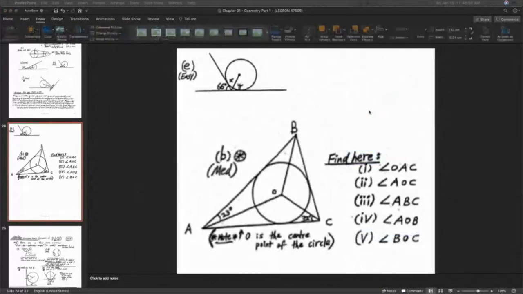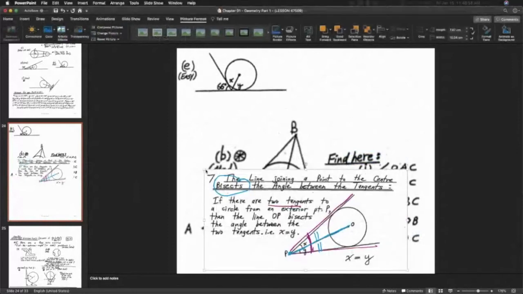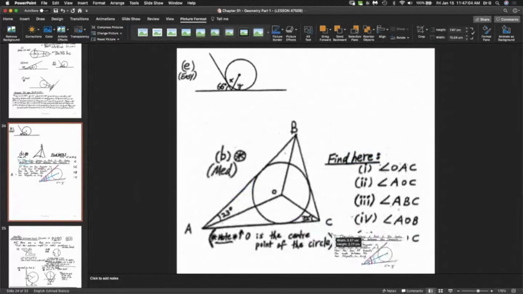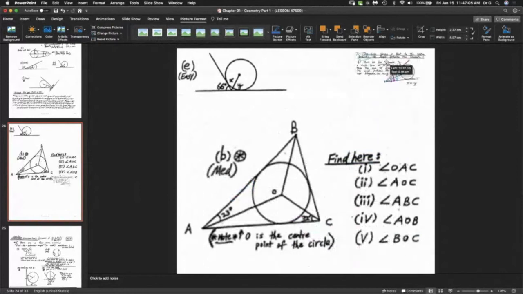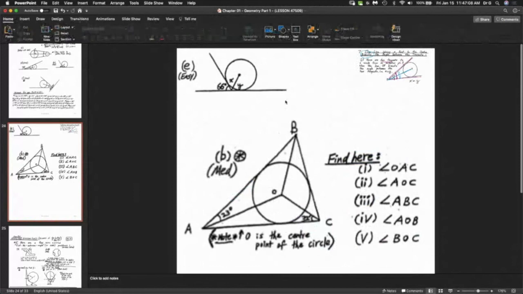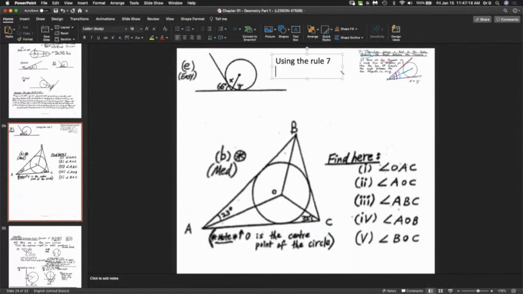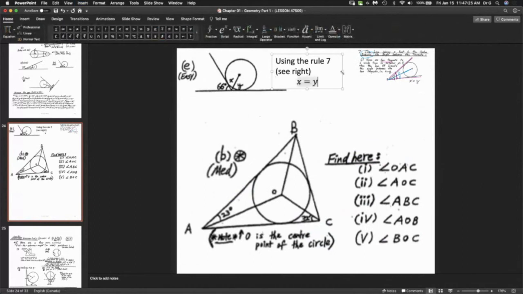Okay, so we'll just put that right here. So rule number 7, okay? So what that means is that we can conclude here that using rule 7, x equals y.